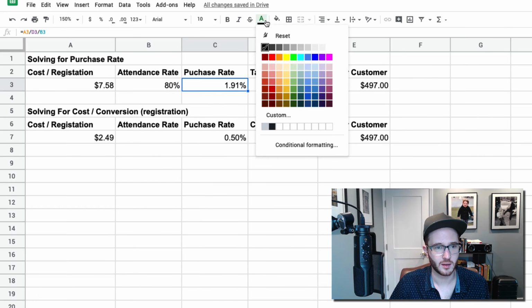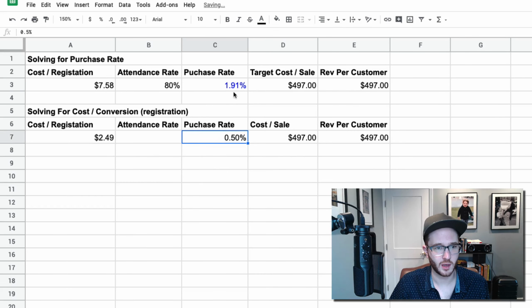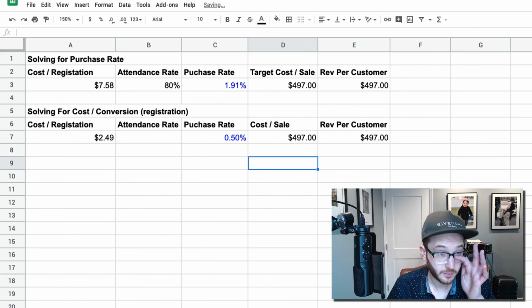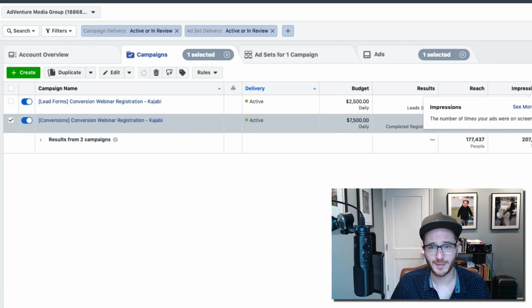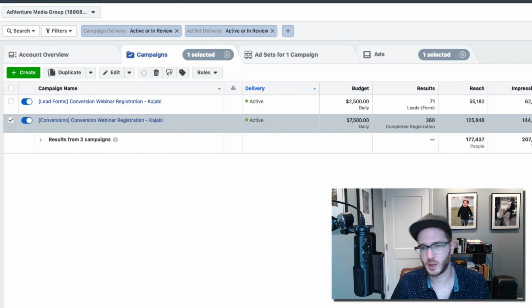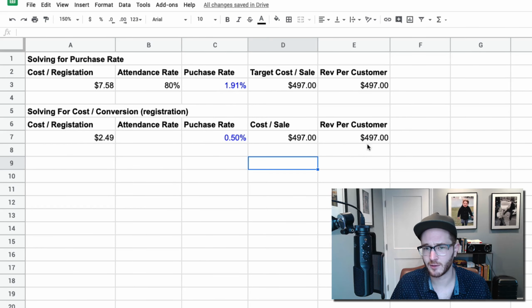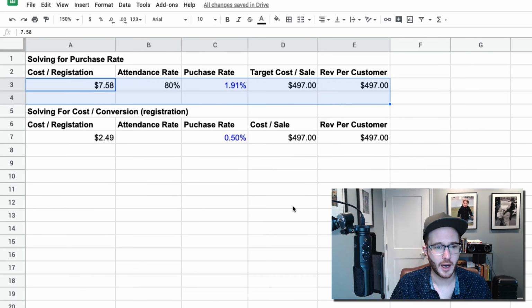We can make this blue to show that it's a formula. So you see how useful this model is. Now I'm not stuck inside my ads manager trying to figure out formulas in my head or calculations. I have a template that I can quickly plug and play here very easily to give me a quick sense of where I'm holding with regards to profitability.